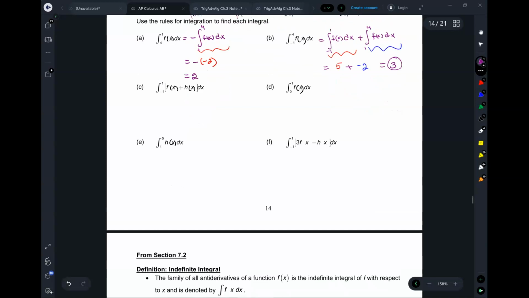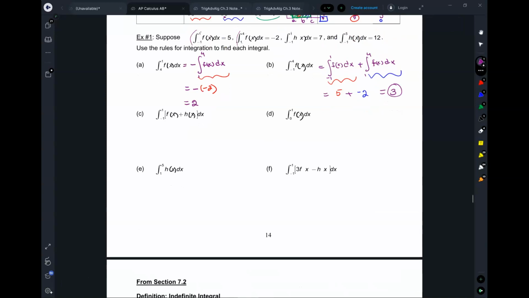Okay, next one. Now I have the integral from -1 to 1 of f of x plus h of x dx. Well, remember, I can split these up. So this will be the integral from -1 to 1 of f of x dx, plus the integral from -1 to 1 of h of x dx. So I split them up into two separate integrals. Again, the first one up there has a value of 5, plus the second one, h of x, has a value of 7. Together, that's 12.